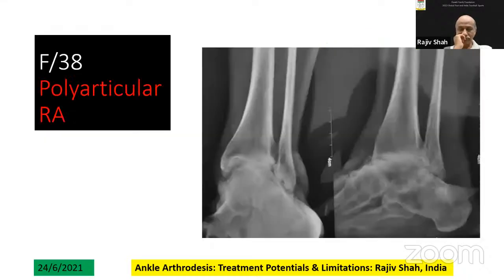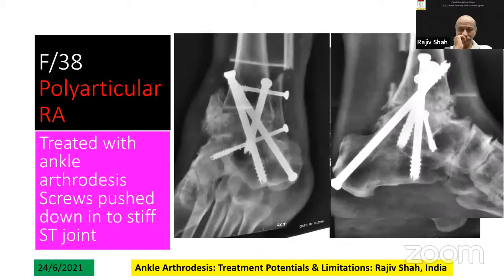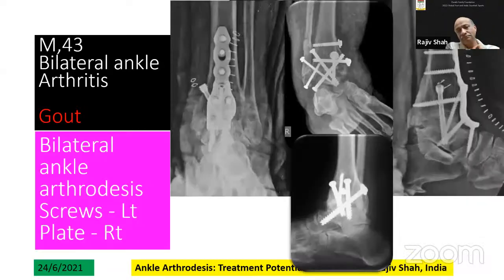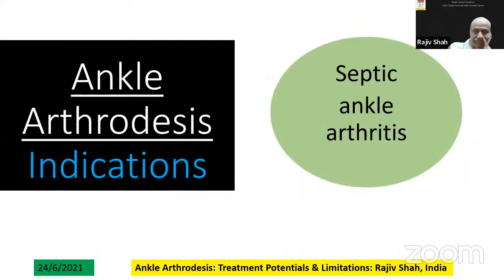Inflammatory ankle arthritis, like in this lady, a female of 38 who had polyarticular rheumatoid arthritis, was treated with ankle fusion where the screws were spanned across the stiff subtalar joint. Bilateral ankle arthritis in a male of 43, though it is a relative contraindication, this patient was treated with a plate on one side and screws on the other side with ankle fusion.